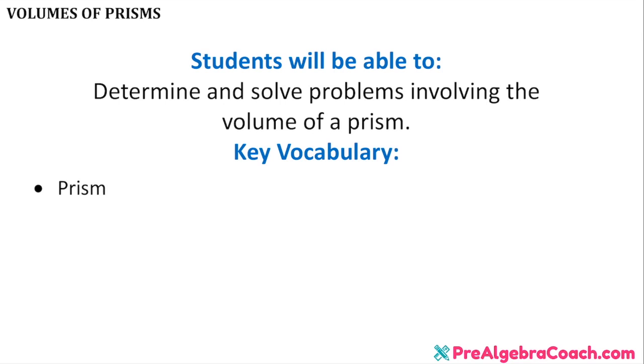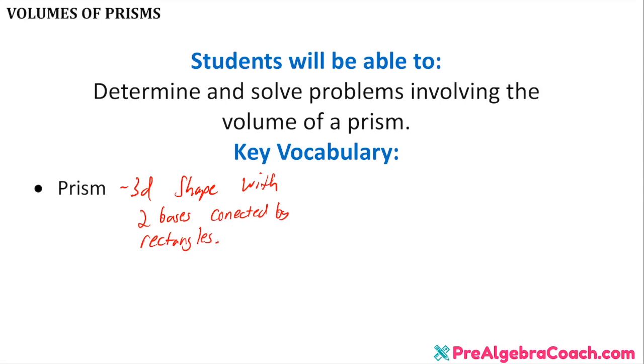A prism is a three-dimensional shape with two bases connected by rectangles. We call a prism by the shape of the base, so triangular and rectangular. Those two we're going to deal with mainly in 7th grade.